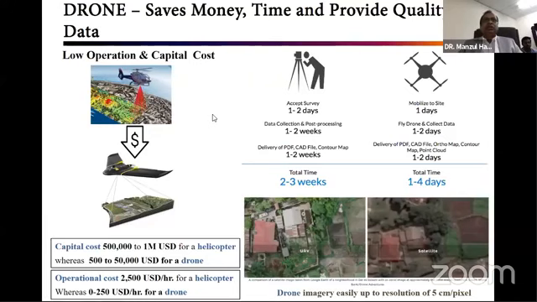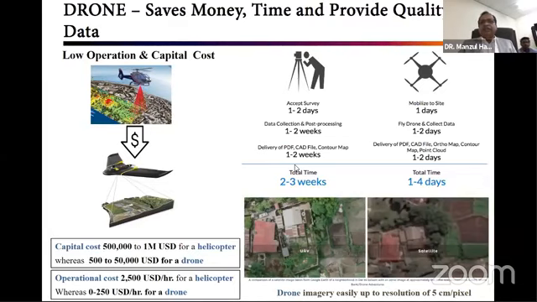Okay, so drone saves money and time, and provides quality data. Looking at operation, for example, helicopter or aircraft are quite expensive in terms of capital cost and operation cost. Whereas if you go for drone, the capital investment is very small, and operation cost is also low. You don't need a trained pilot like for a helicopter or airplane. On the right side, for a surveying job, conventional survey might take 2 to 3 weeks, while with drone we can do it in 1 to 4 days.